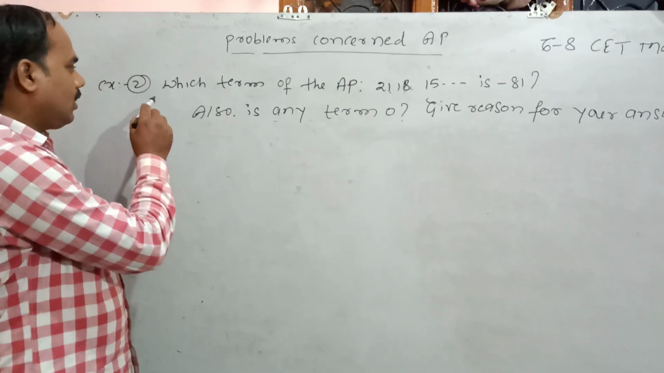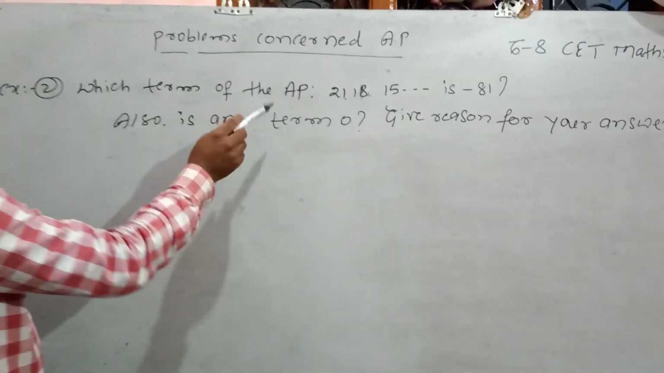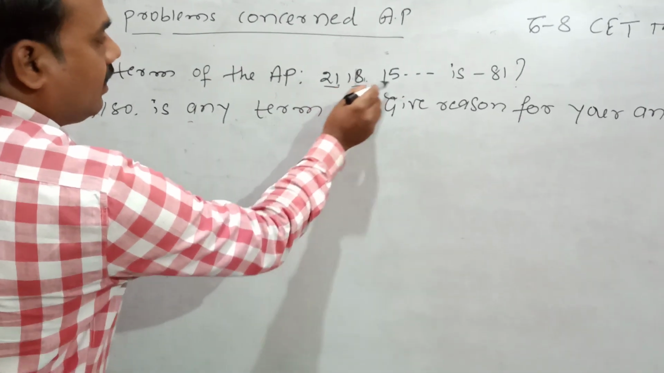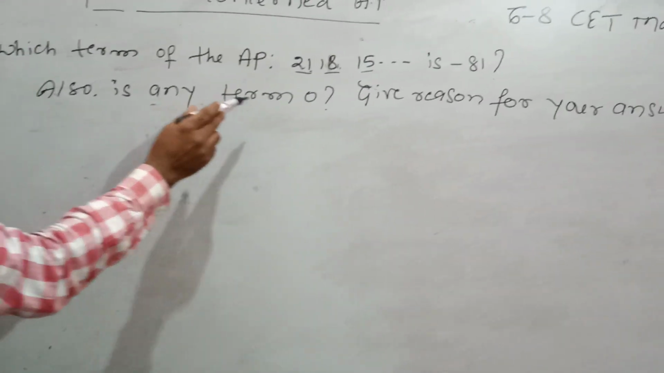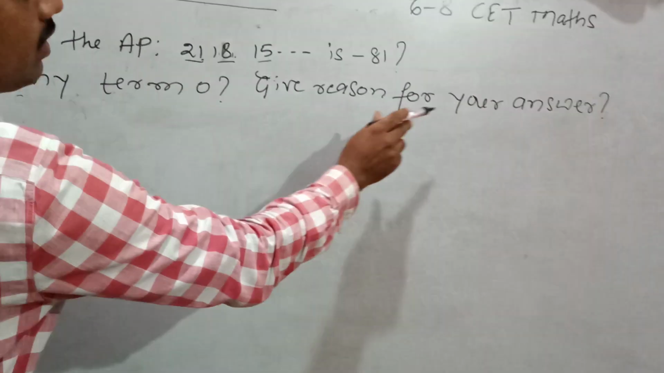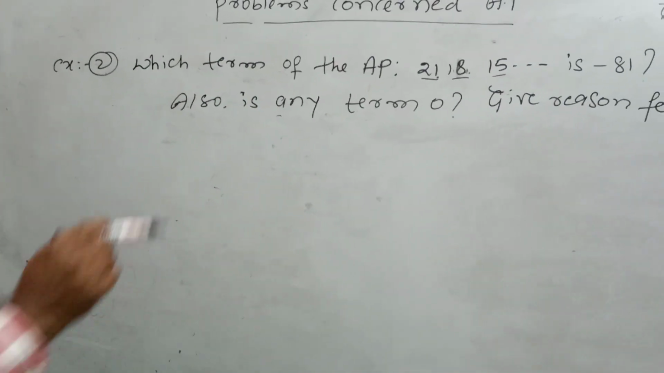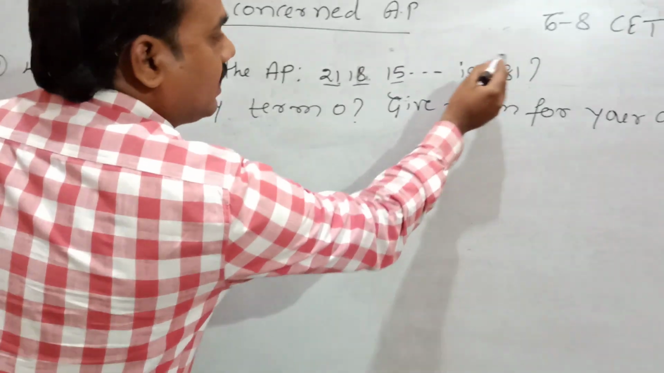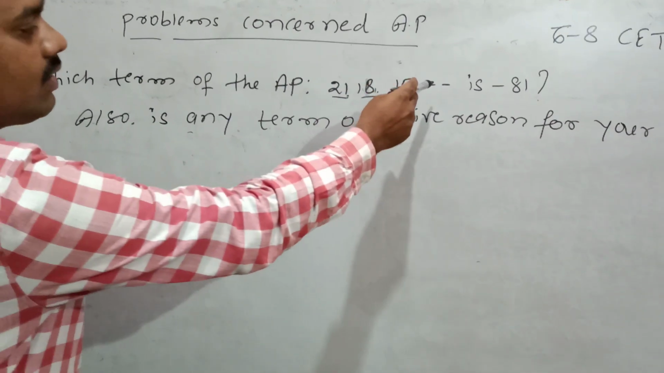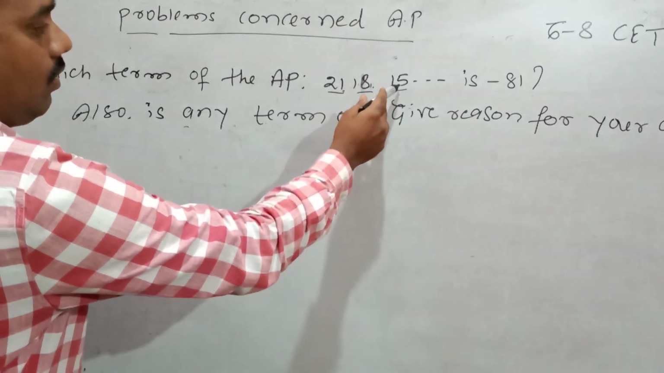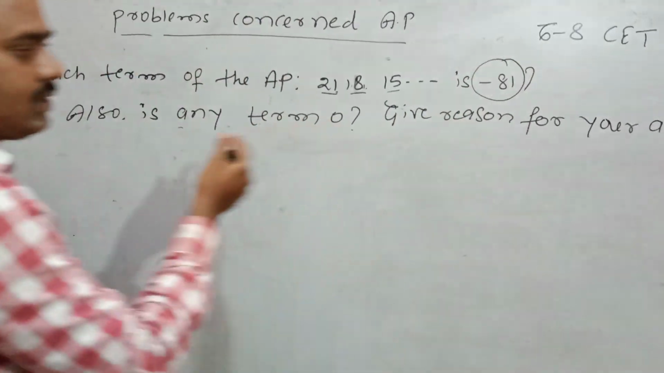Friends, now let's see the second problem. Which term of the AP 21, 18, 15 and so on is minus 81? Also, is any term 0? Give reason for your answer. See, which term of the AP is minus 81? The AP is 21, 18, 15, and so on. We will discuss which term is minus 81.